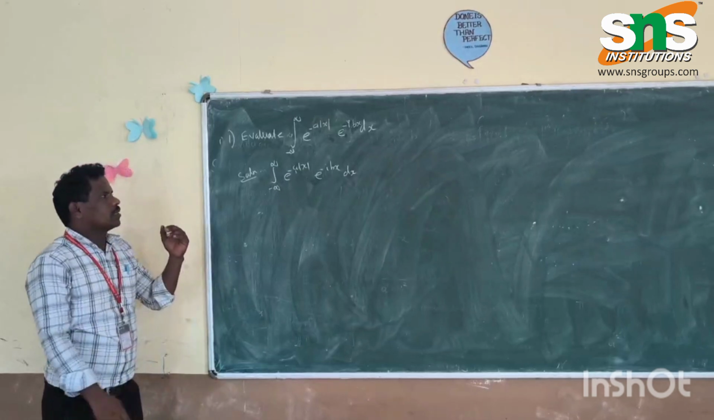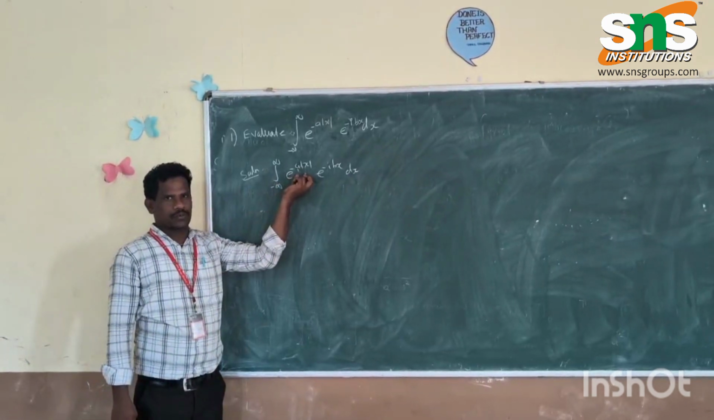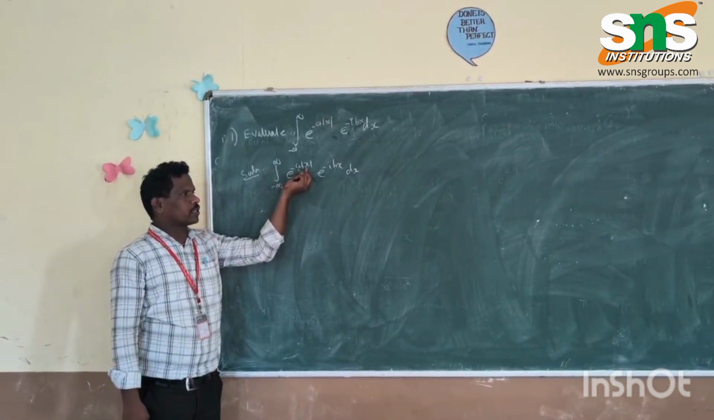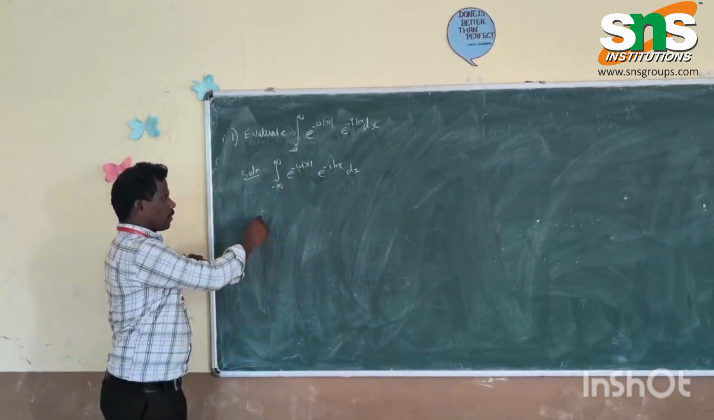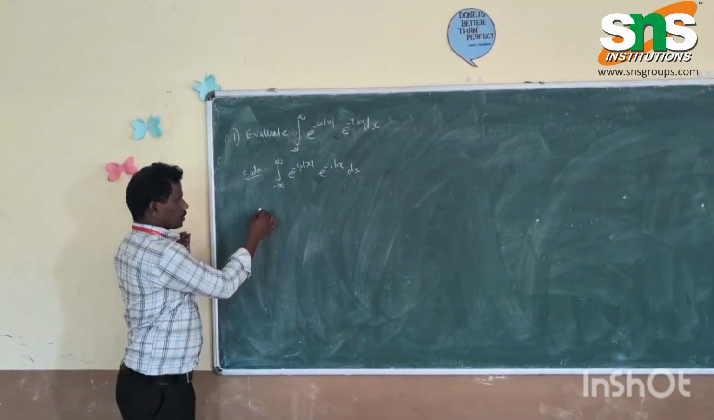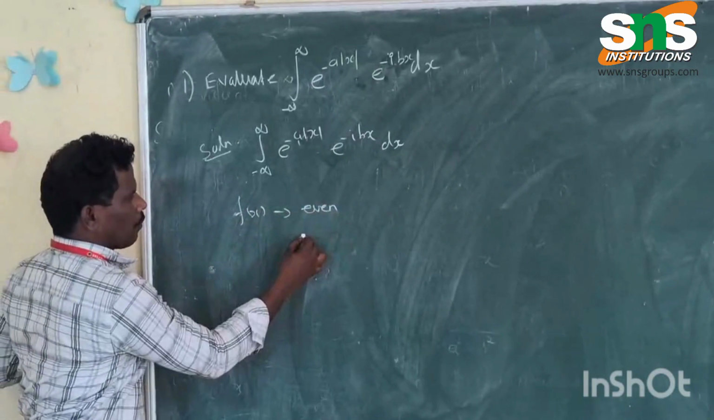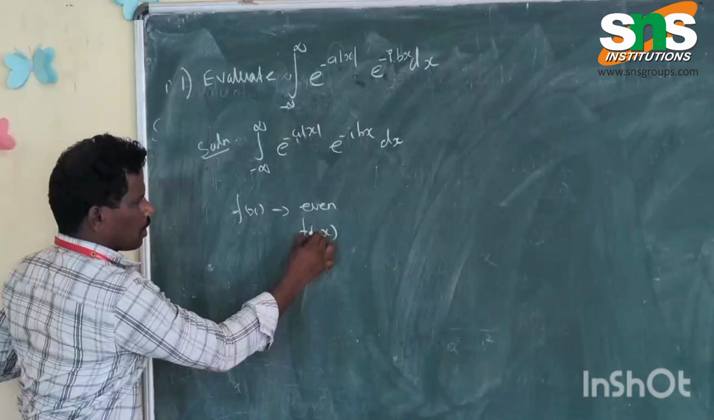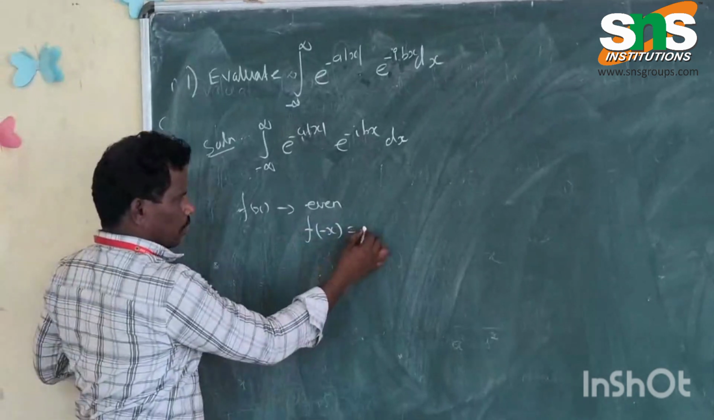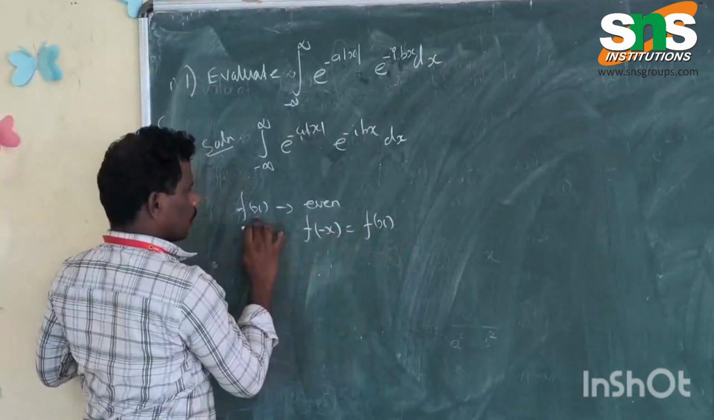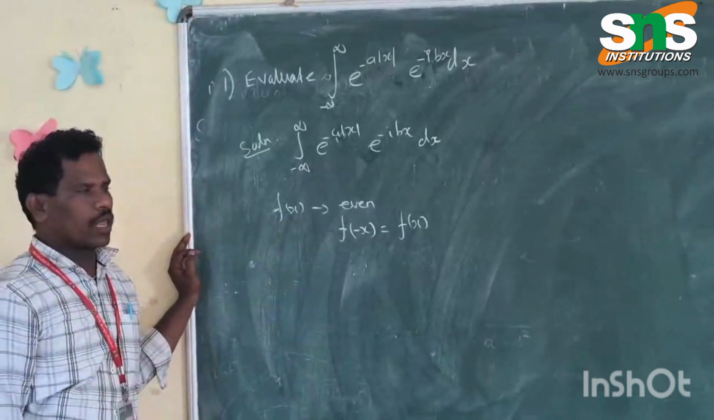So the first one is an even function. e power minus a mod x is an even function. The definition of an even function: a function f of x is said to be even if you find the value of f of minus x, and f of minus x is f of x. Then the given f of x is an even function.